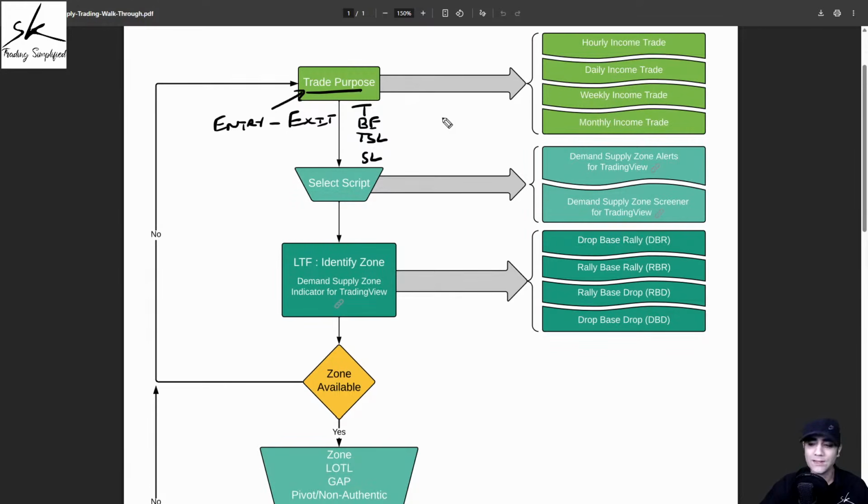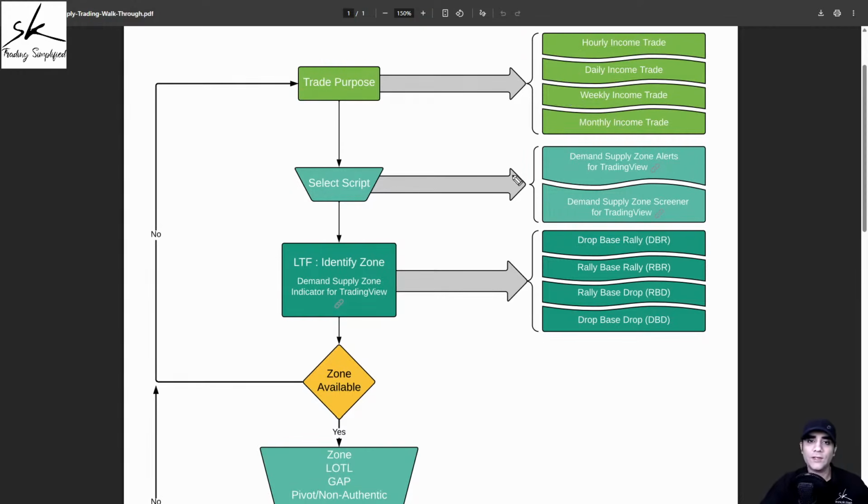So what I've done is I have divided these trades into four different purposes, and we call them hourly income, daily income, weekly income, and monthly income. Hourly income implies a trade where my expectation is that this trade can last for an hour or a few hours. Daily income, a trade which can last for a day or a few days. Weekly income, a trade which can last for a week or a few weeks. And monthly income, a trade which can last for a month or a few months.